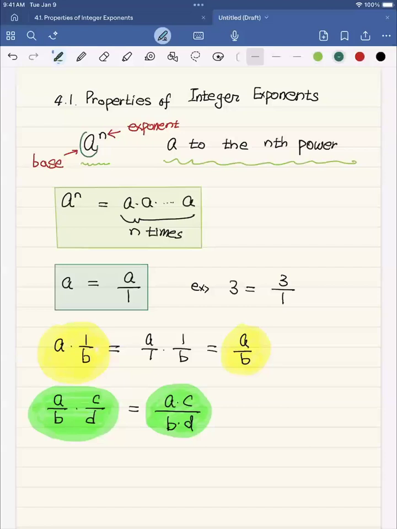This a is called the base number, and this small number written at the top right corner is called the exponent. What does that mean? The base number is multiplied n times.